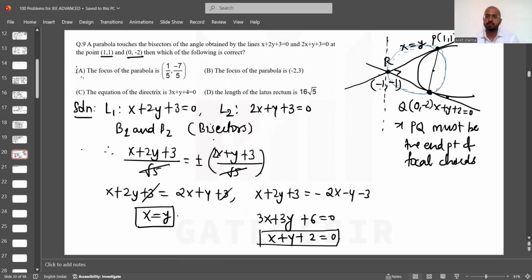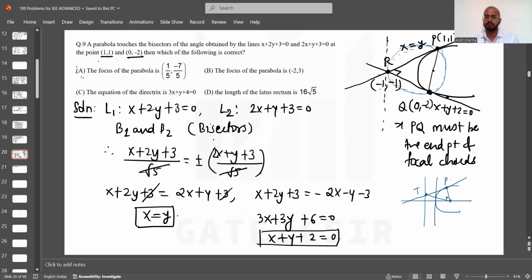So I'll find the equation of this circle whose endpoints of the diameter are 1 comma 1 and 0 comma minus 2. And then we can also say one more thing here: if I have a parabola, and say this is the tangent at the vertex and this is the directrix, and I have a tangent at this point, and this is the focus. From the point of contact P to the point T where it meets the directrix, this will subtend a right angle at the focus.